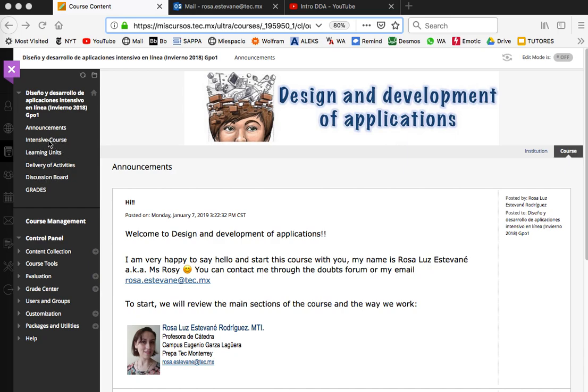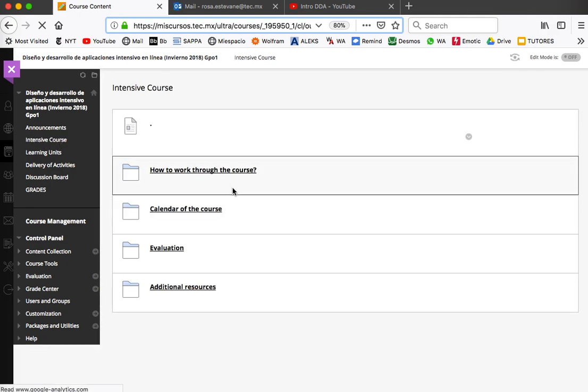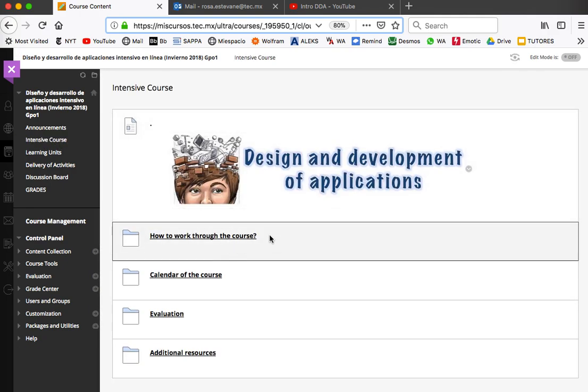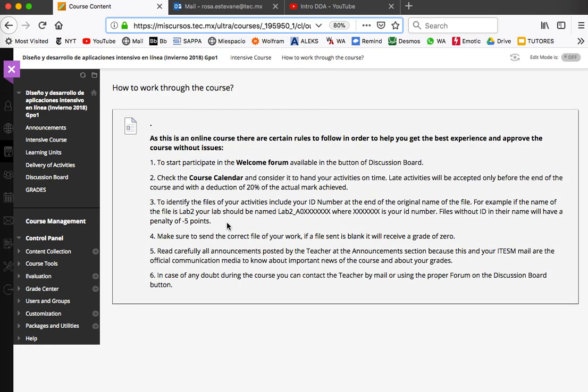The first important section after announcements is this button of intensive course. I recommend you check all the information posted there. So let's see. Okay, the sections it includes are how to work through the course. These are just 6 but key points that you need to read and really check. So please check them.